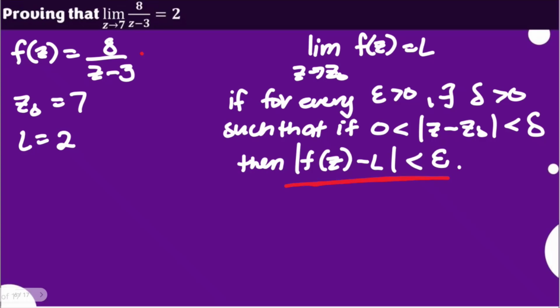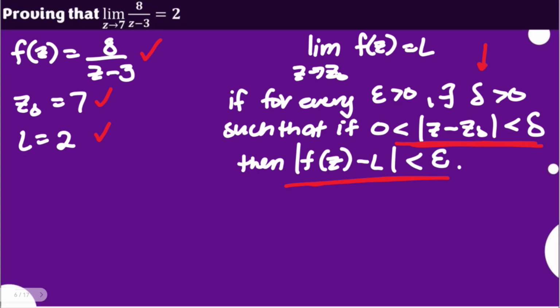So we have here our f of z and our L. But we need to show this to be true using our z sub 0. That is only true if there exists a certain delta. In short, delta is the first and foremost necessity in order for us to show this to be true.